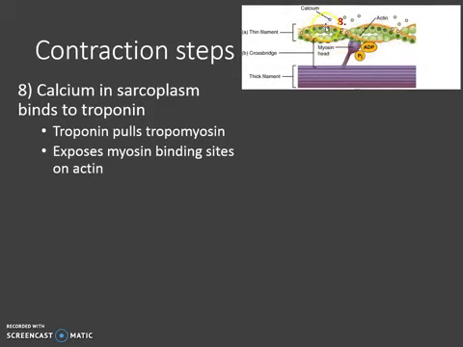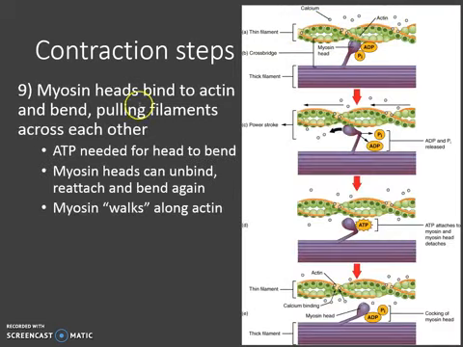So the little dark circles here are the binding sites. Those have to be open in order for myosin to be able to grab onto actin. So as long as there's calcium present, the tropomyosin is moved out of the way and the myosin can now bind to the actin. So the myosin head, after it binds to the actin, can bend. And when it bends, it pulls this actin molecule along the surface.